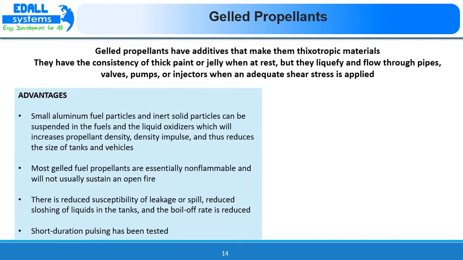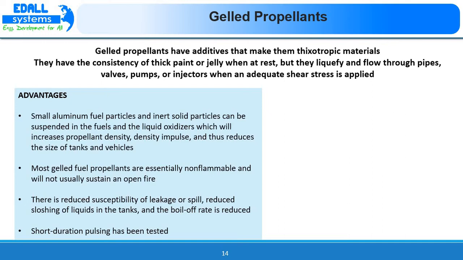The advantage of such gel propellants is that small aluminium fuel particles and inert solid particles can be suspended in the fuels and the liquid oxidizers, which will increase propellant density impulse and thus reduce the size of tanks and vehicles. So we can increase the density of these gel propellants by putting small aluminium fuel particles and inert solid particles in the fuels and liquid oxidizers. This increases the density impulse, which in turn reduces the size of the tanks and vehicles.